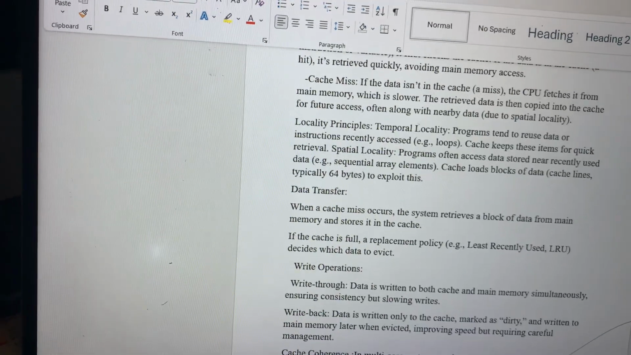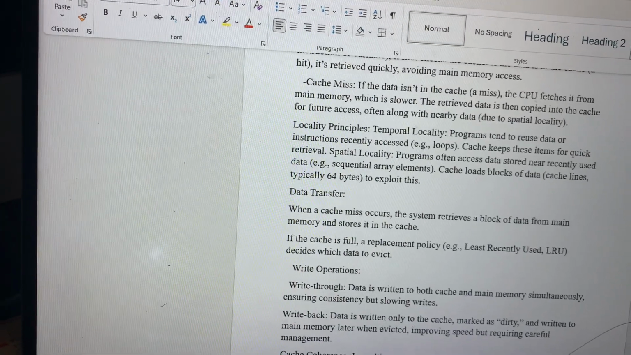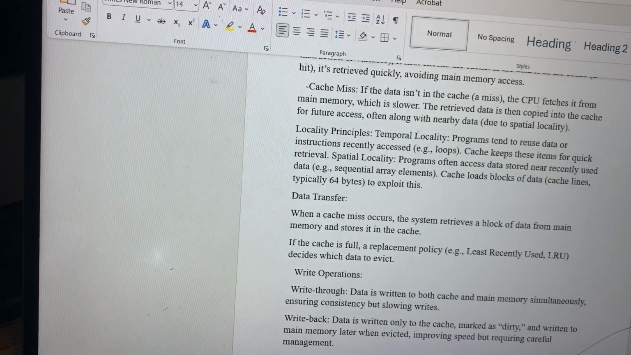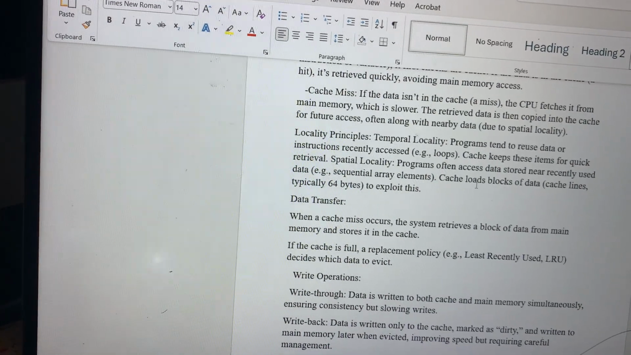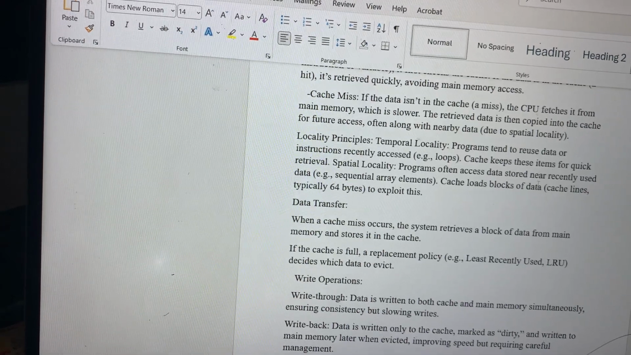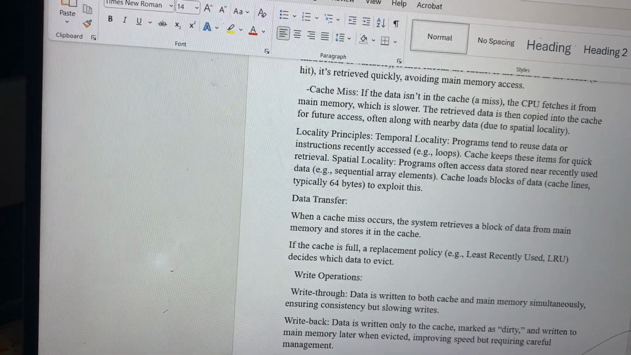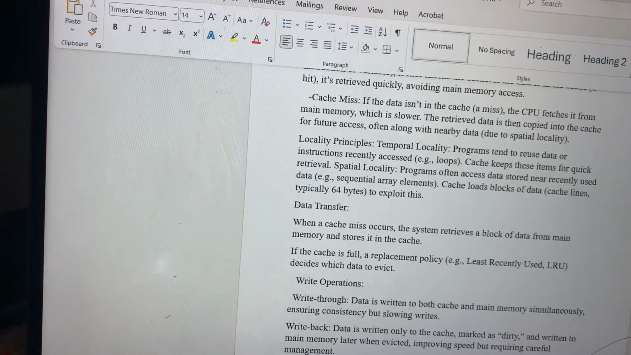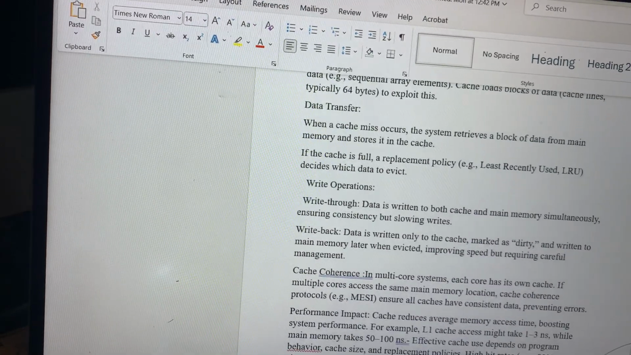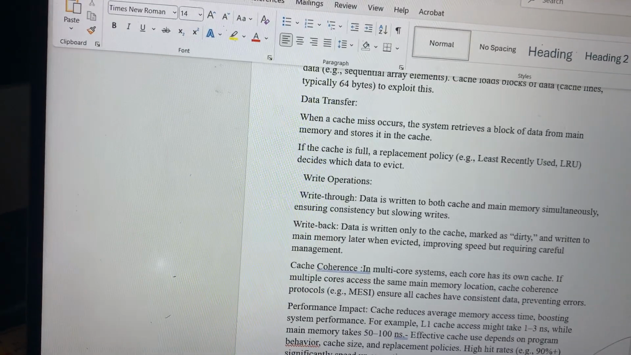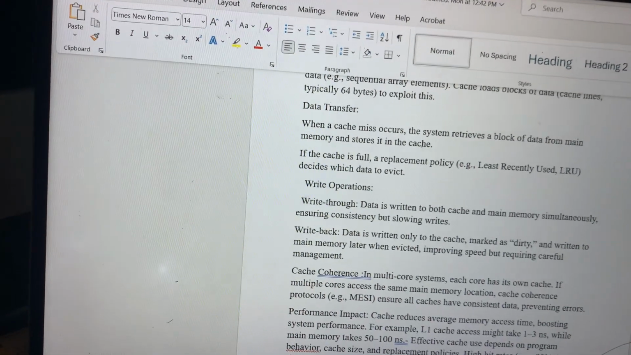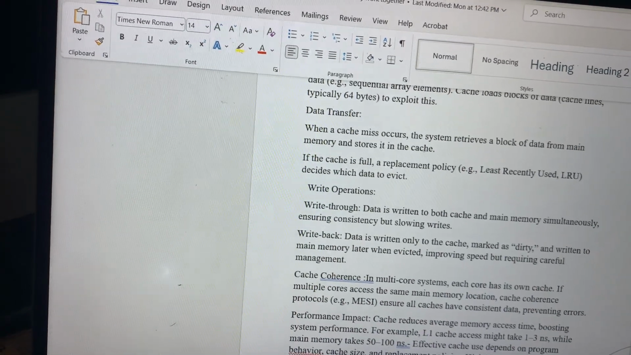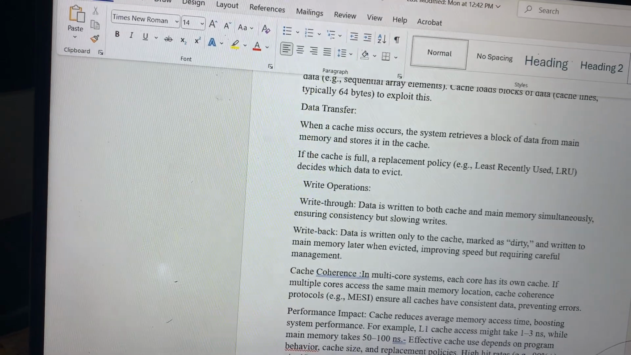Temporal locality: programs tend to reuse data or instructions recently accessed. Cache keeps these items for quick retrieval. Spatial locality: programs often access data near recently used data. Now we have data transfer. When a cache miss occurs, the system retrieves a block of data from the main memory and stores it in the cache. If the cache is full, a replacement policy, such as LRU, decides which data to evict.